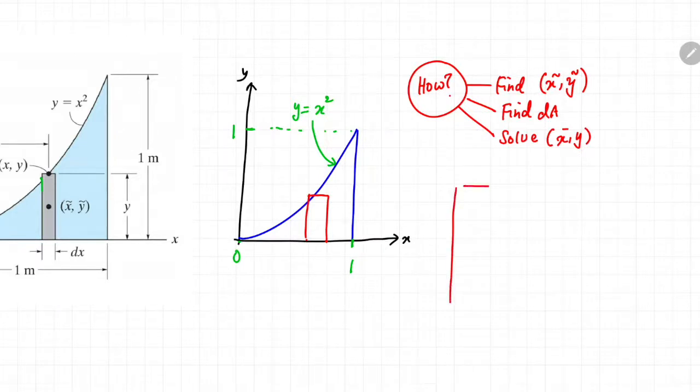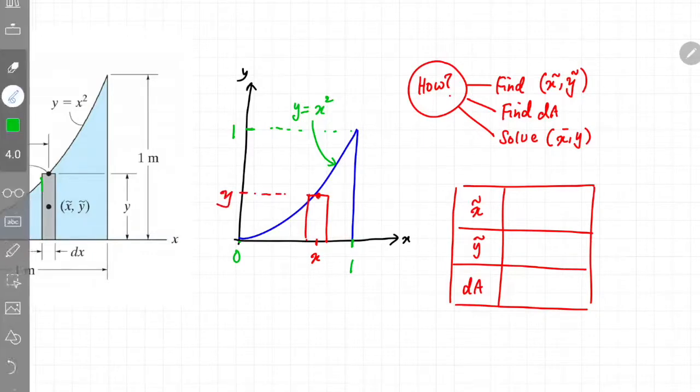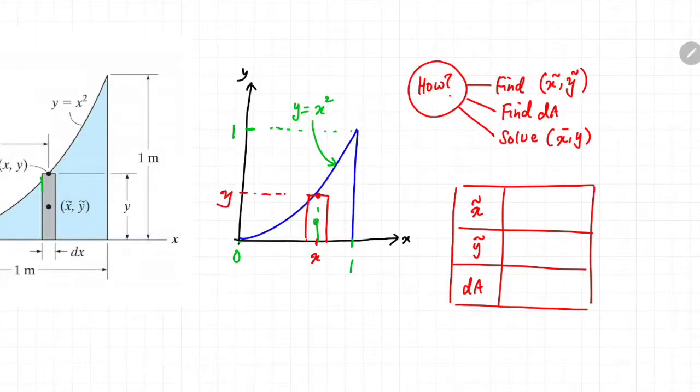So for convenience of the data, I'm going to put all this in a table. Okay, the first row of this table consists of the x curve that we want, and then the second row would be the y curve, and then the third row would be the dA value. Okay, now looking back at our diagram, this point on the vertical strip would be the coordinate x and y. Okay, the centroid of this vertical strip would be at this point, exactly in the middle of the rectangular shape.